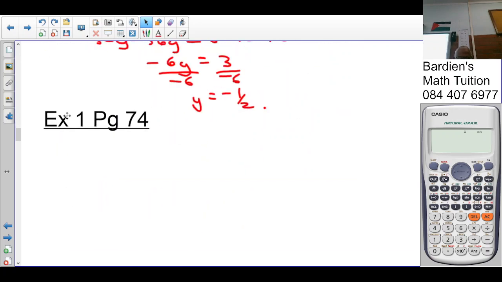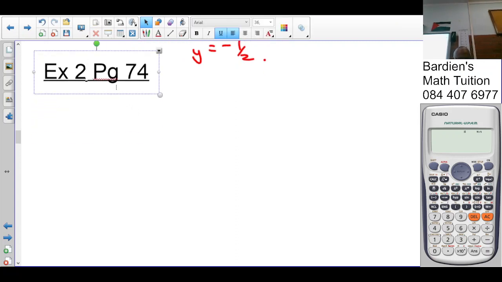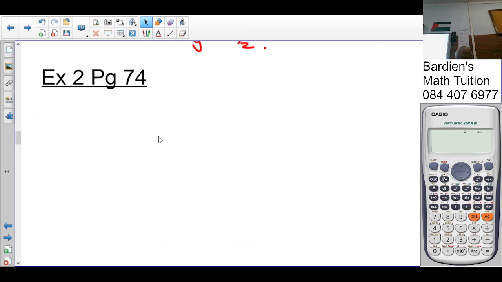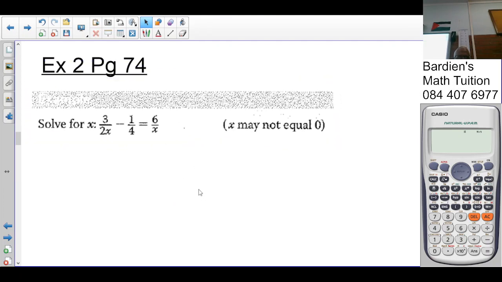Okay, we'll do another one. Let's do example 2. Here we are told in example 2 on page 74, solve for x. We've got 3 over 2x minus 4 over x equals 6 over x. X may not be equal to 0.